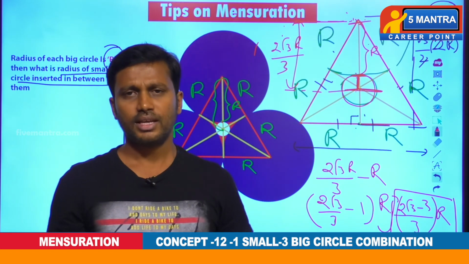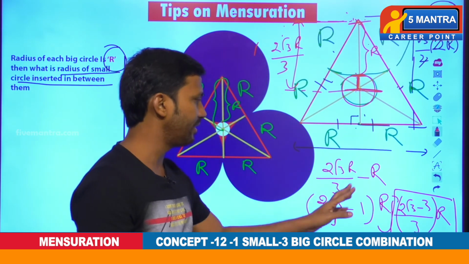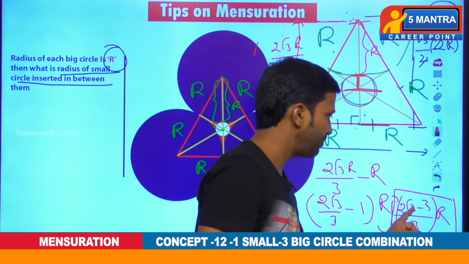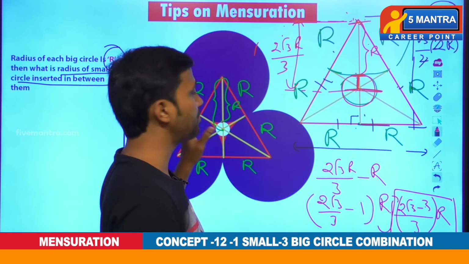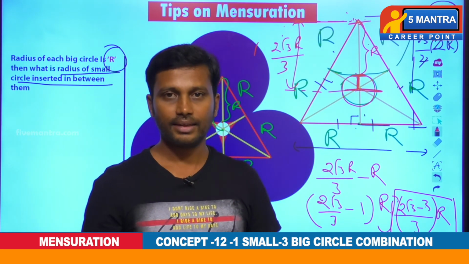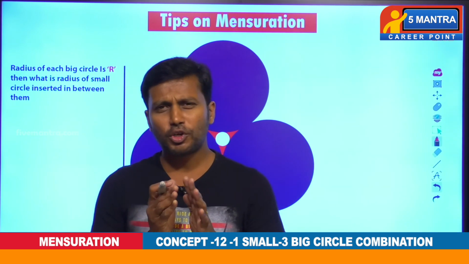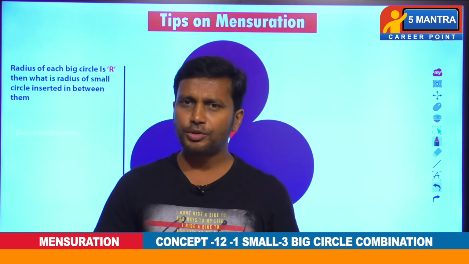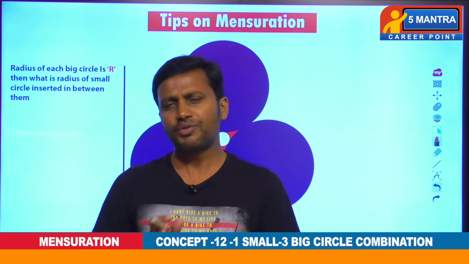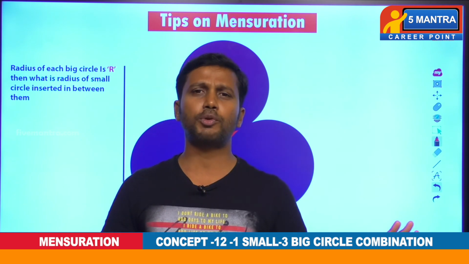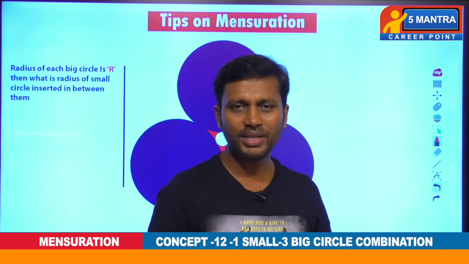Leave the analysis. Finally, for those non-math students who want the answer directly, what is your answer then? Finally, 2 into root 3 minus 3 by 3 into capital R, where R is the radius of each bigger circle. Let me write this once again. Leave all the confusions that I explained to you only to know the complexity in the problem. But finally, if you are unable to do this whole process, just remember that result only. What is that result? Tell me.